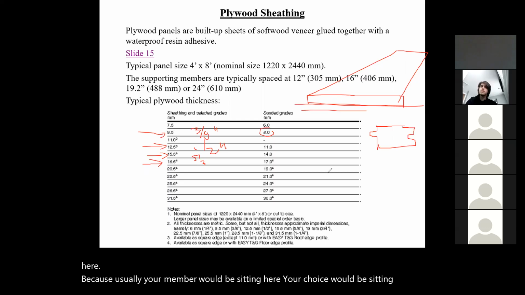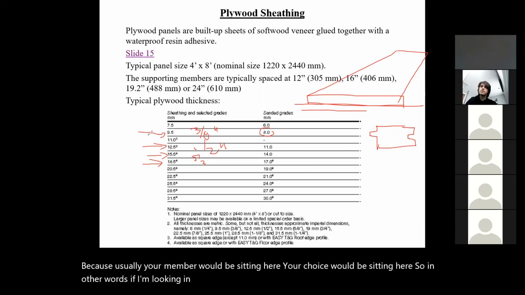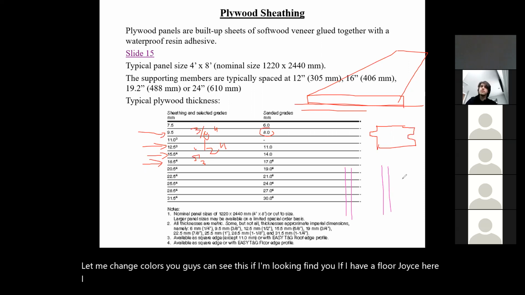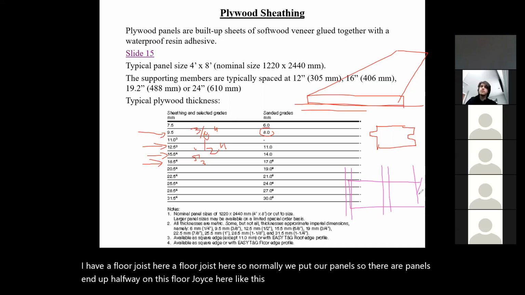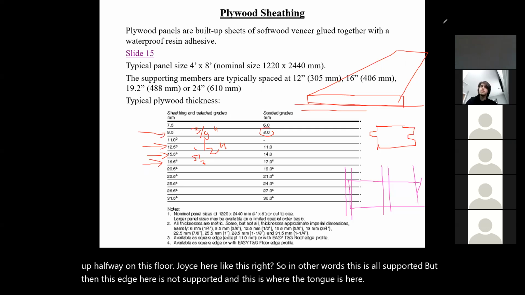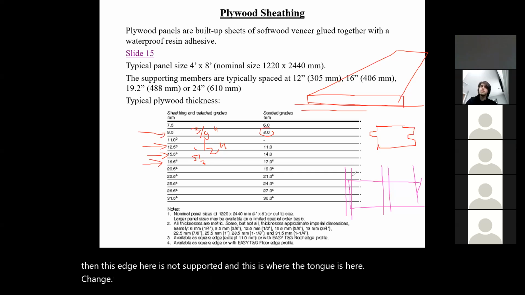If I'm looking in plan view, let me change color so you guys can see this. If I have a floor joist here, a floor joist here, a floor joist here, normally we put our panels so that they end up halfway on this floor joist, like this, right? So this is all supported, but this edge here is not supported, and this is where the tongue is. Let me put a green. So the tongue is right here.